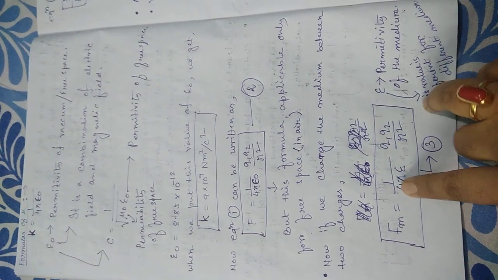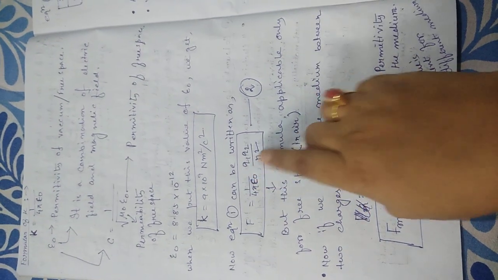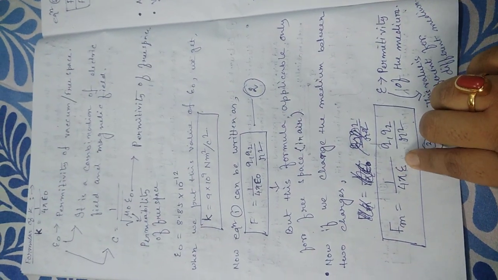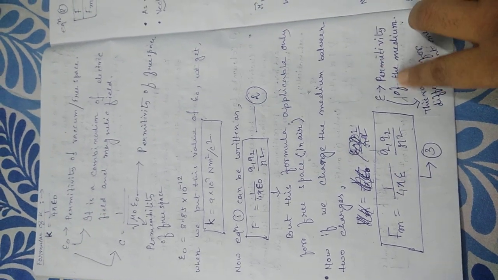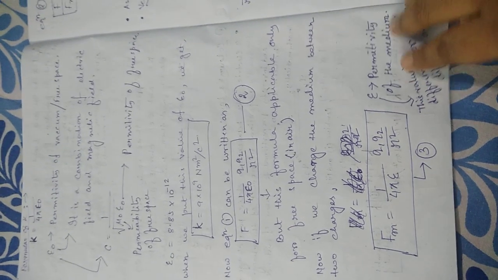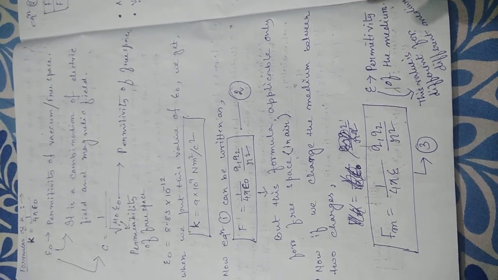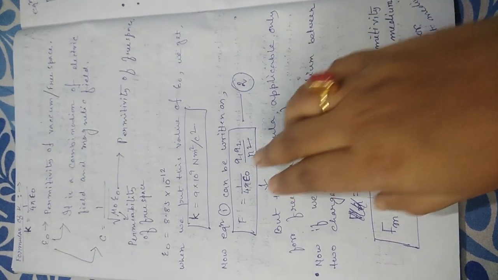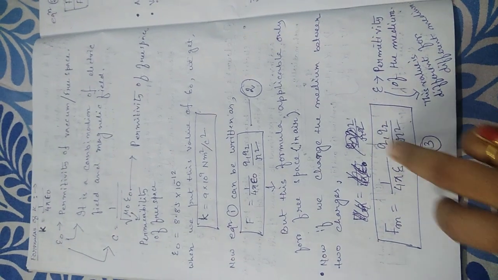Okay, that is equal to 1 by 4 pi epsilon naught, which is applicable in air or in free space. But here we write only epsilon: q1 q2 by r square. What is epsilon? Epsilon is the permittivity of the medium, whatever the medium is. So this value is different for different media. If it is glass, the epsilon value is different. If kerosene is there, then the epsilon value is different. Clear? So F_m equals 1 by 4 pi epsilon q1 q2 by r square.